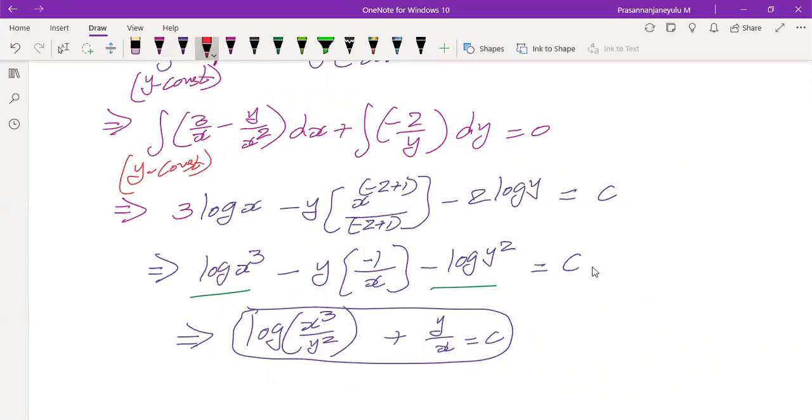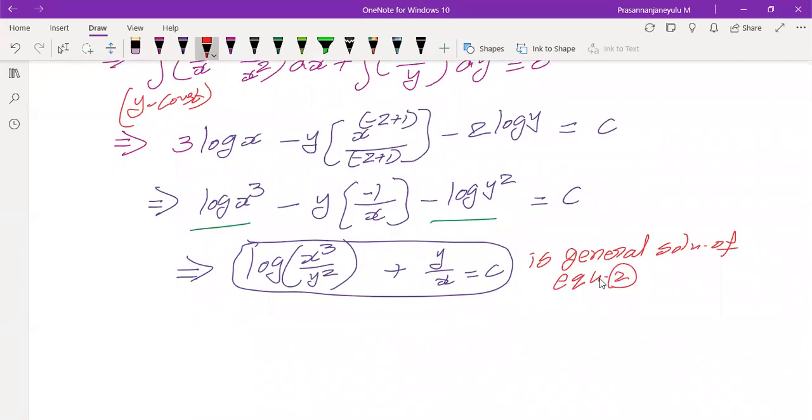Equation 2. This is the general solution of equation 2. But what is the general solution of equation number 1? How to find it? How to find the general solution of equation number 1? The given equation is non-exact, but we converted it into exact. We are finding the solution of the exact equation, equation number 2. Then how to find the general solution of equation number 1?